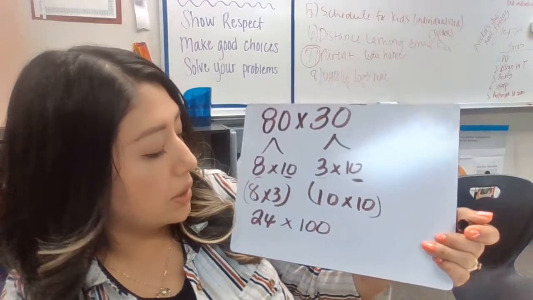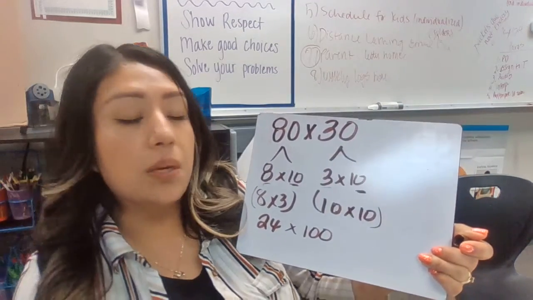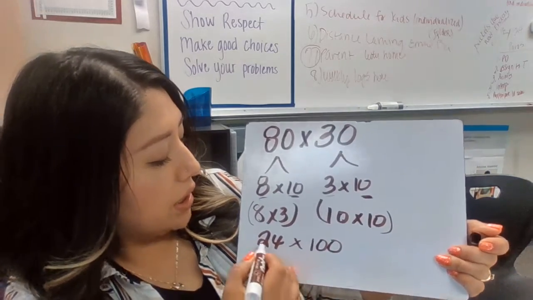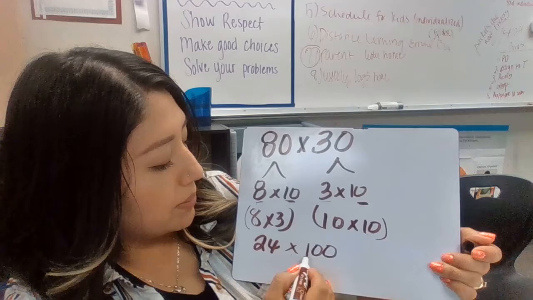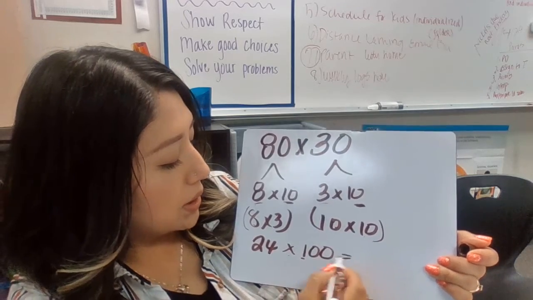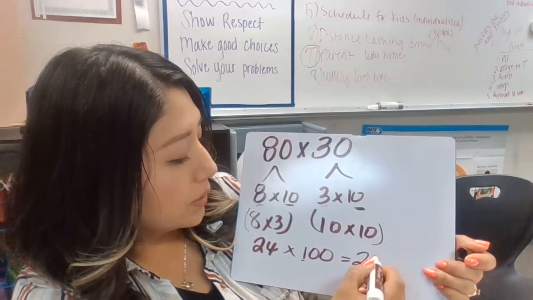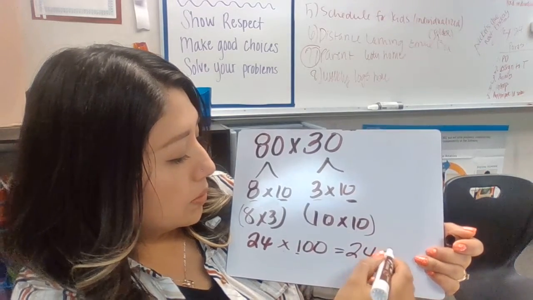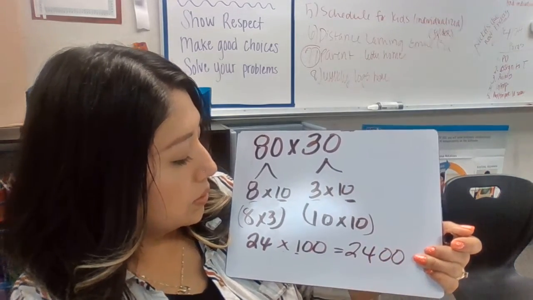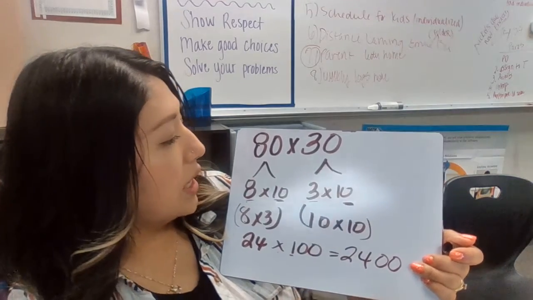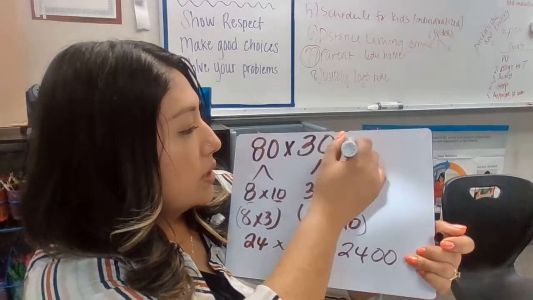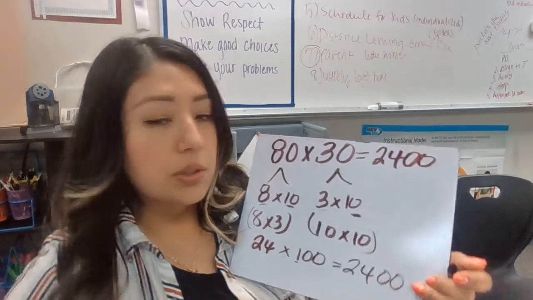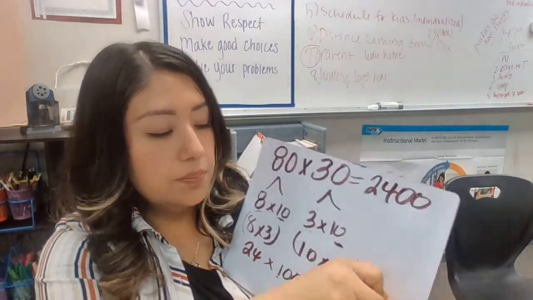Oh my goodness, you might think that's a big number, but as you may recall, there's a shortcut way to find the answer, and we do 24 times 1 gives us 24. And we tackle on the 2 zeros. 1, 2. And the answer, 80 times 30, is 2,400.